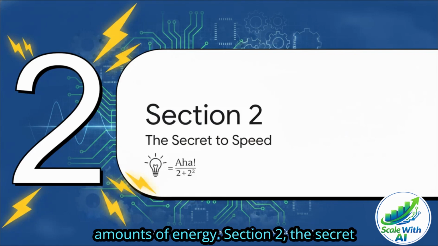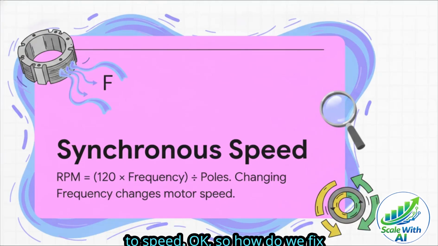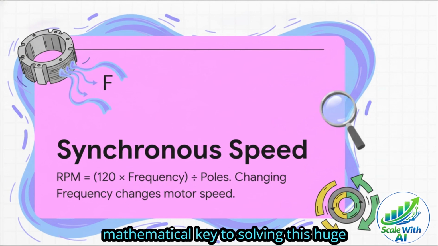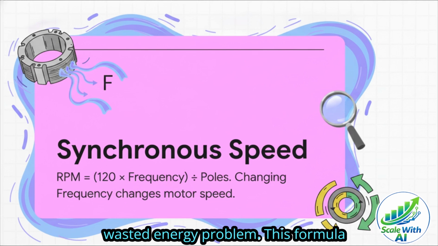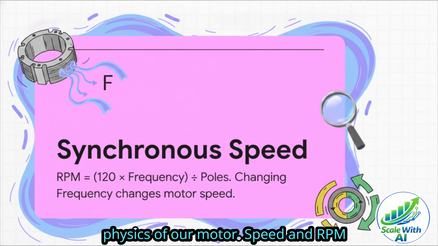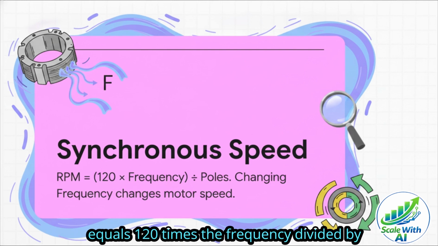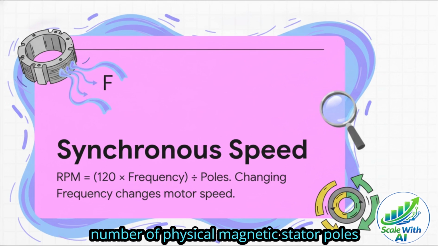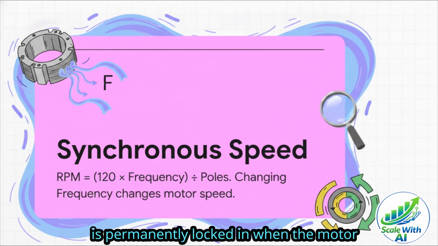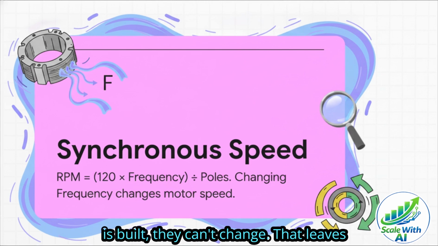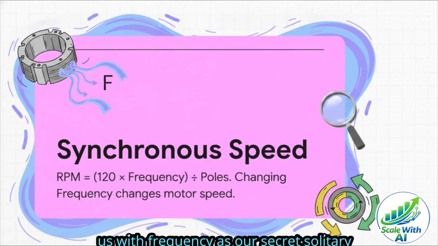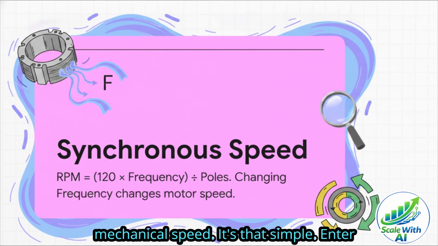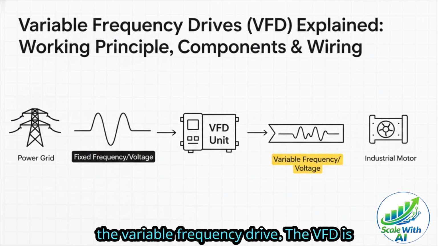Section 2. The secret to speed. Okay, so how do we fix this from the electrical side? Let's uncover our aha moment and the mathematical key to solving this huge wasted energy problem. This formula brilliantly illustrates the underlying physics of our motor. Speed in RPM equals 120 times the frequency divided by the number of poles. Now, since the number of physical magnetic stator poles is permanently locked in when the motor is built, they can't change. That leaves us with frequency as our secret solitary variable. If we can manipulate the electrical frequency, we control the mechanical speed. It's that simple. Enter the variable frequency drive.